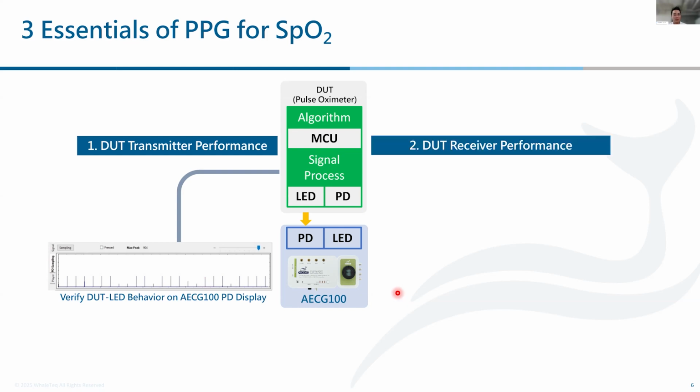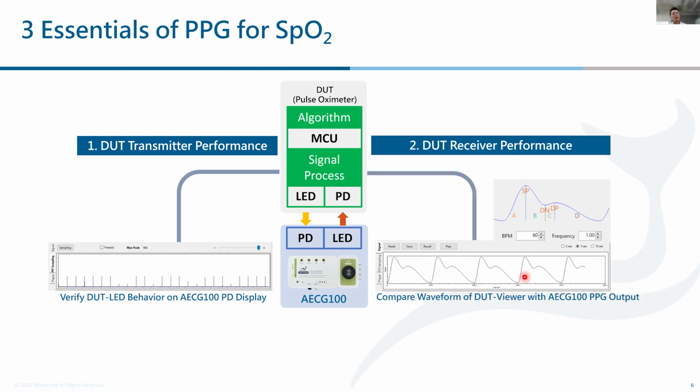Second is the receiver performance, which is the PD and the signal processing performance of the wearables. When the LED of the AECG sends a simulated, simple, repetitive, regular optical signal back to the PD, and the wearable is able to gather a quality signal, then since the signal quality is secured, the basic heart rate and SpO2 is not an issue. It can be calculated easily.